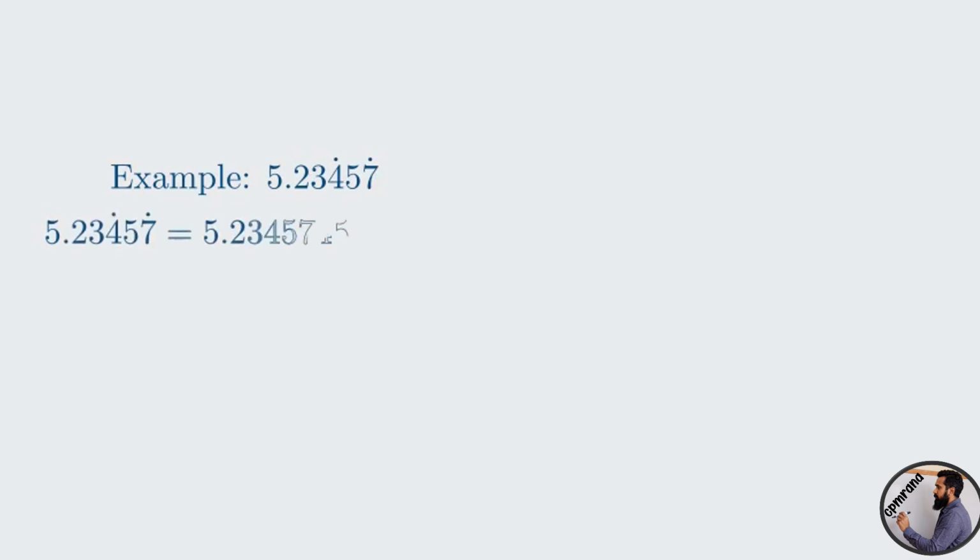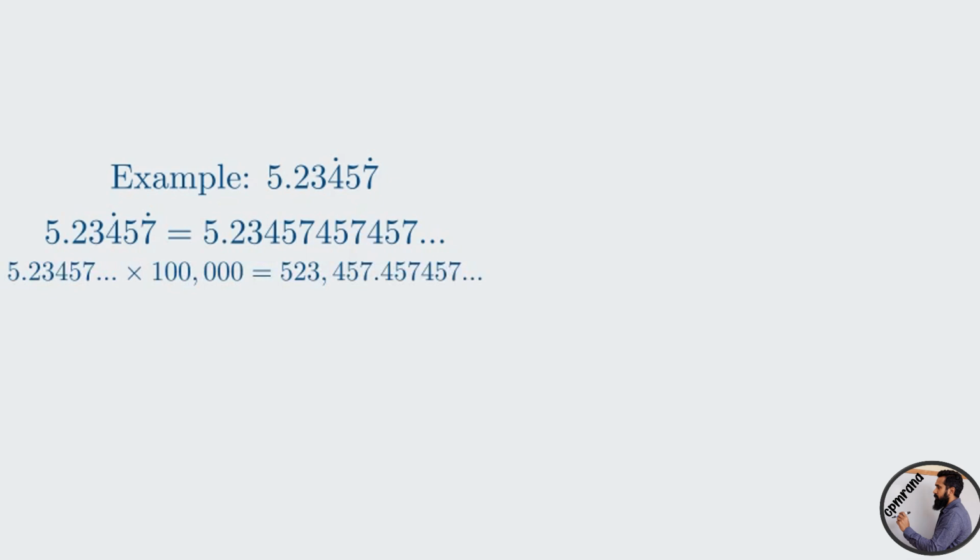Let's start with a detailed example to understand the logic behind the conversion. We want to convert the decimal 5.23457, where the digits 4, 5, and 7 are recurring, into a common fraction. The dots over the 4 and the 7 indicate that the sequence 457 repeats infinitely. Our goal is to eliminate the infinite repeating part. To do this, we can multiply the number by powers of 10 to shift the decimal point. First, let's move the decimal point so that one full repeating block is on the left side of the decimal. Since there are 5 digits after the decimal point in total, including the first repeat, we multiply by 100,000.